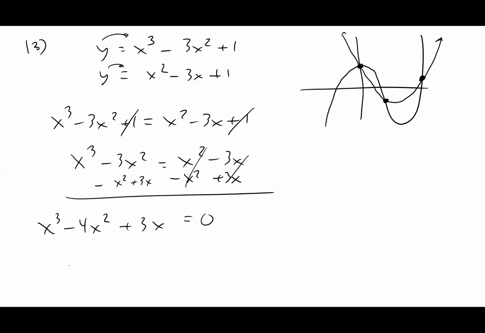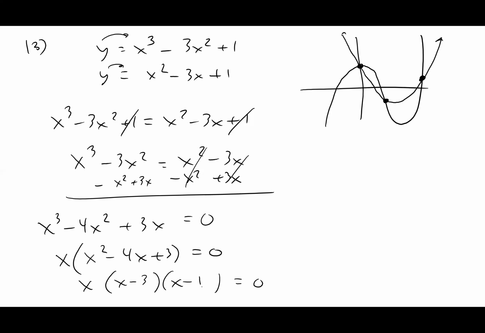Factor out the x, absolutely. X gets to go out. I'm left with x squared minus 4x plus 3. Ooh, now we're down to a quadratic. So can you guys factor that? X minus 3 and x minus 1. X minus 3, x minus 1, perfect. All right, those are my factors.